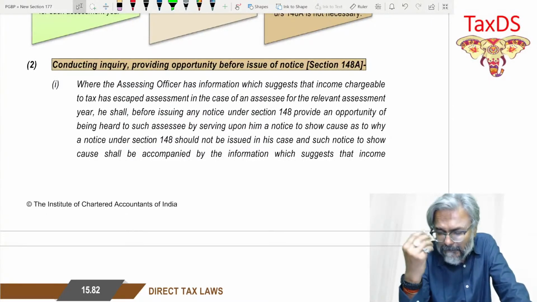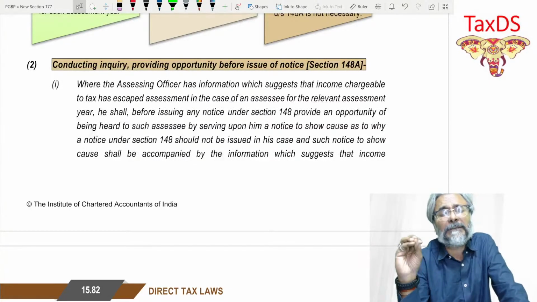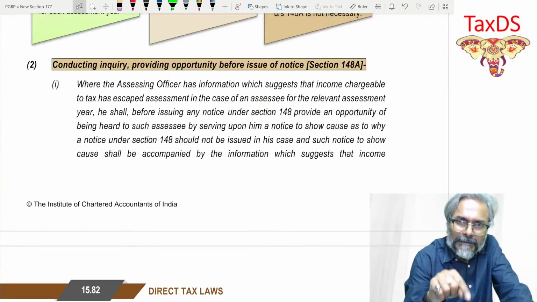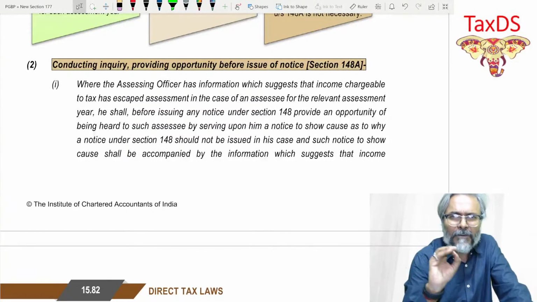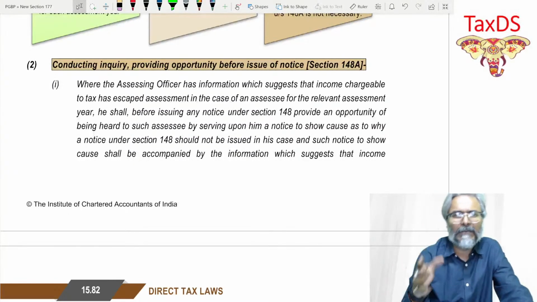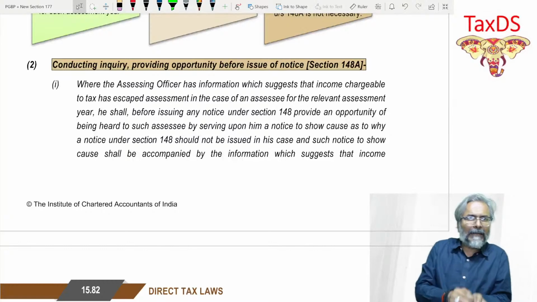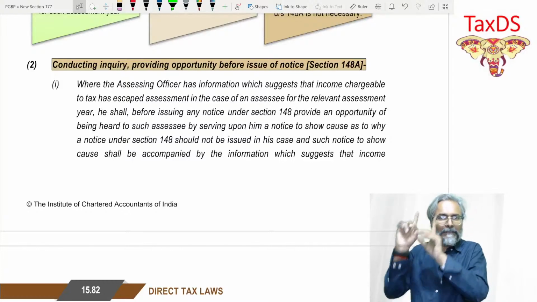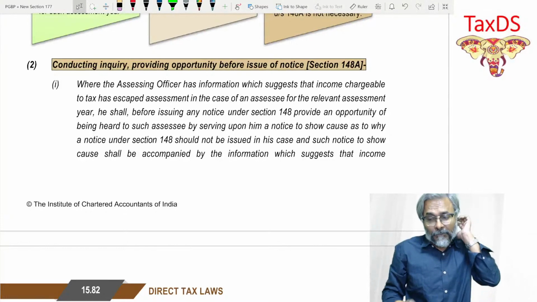Now, students, what does 148A do? In 148A, the assessing officer has to follow a procedure to get himself satisfied. He needs to get himself satisfied whether or not this is a fit case of 147. So in 148A, the assessing officer is going to undertake procedures or an inquiry so as to get himself satisfied whether this particular case is a fit case of 147 or not. Is that clear to all of you? So what exactly is it?